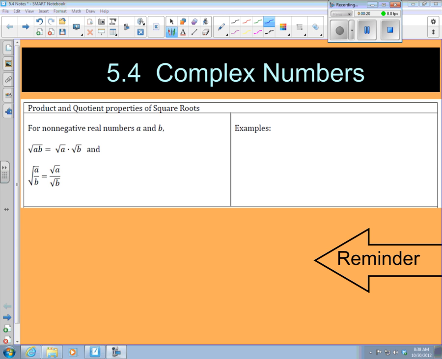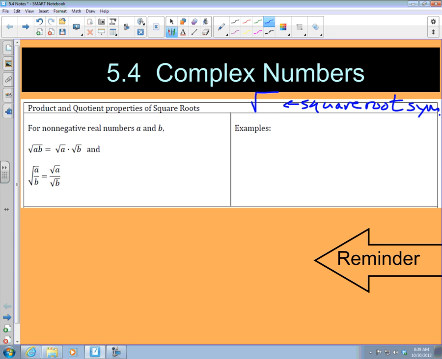Basically, what we're talking about when we're working with complex numbers to begin with is the square root symbol. Another name that we have for the square root symbol is a radical. You guys haven't heard it called radical too much, but we do a little bit more with the square root symbol than just taking the square root. So you'll hear me call it a radical sign or a square root symbol, either or, same thing.